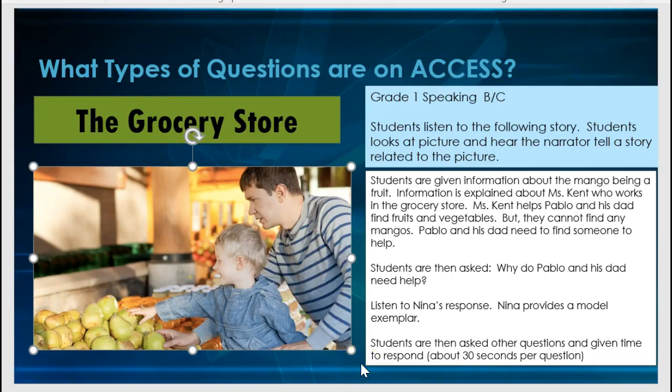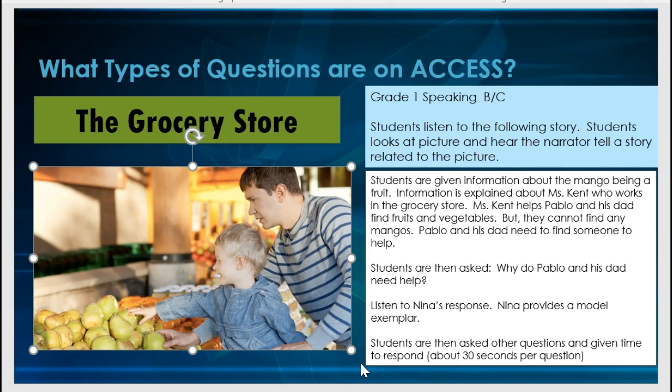One of the questions we get asked very often is, what kind of questions are on the Access? What does it look like? So in this particular example, you're going to see a speaking domain for a grade 1 student in a tier BC. Tier A is for our lowest performing students, and tier BC is going to have more text and more information presented to the student.